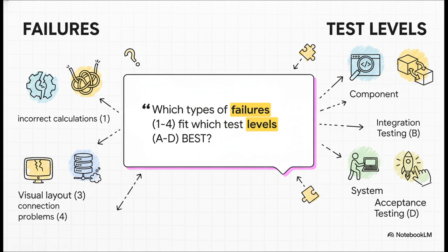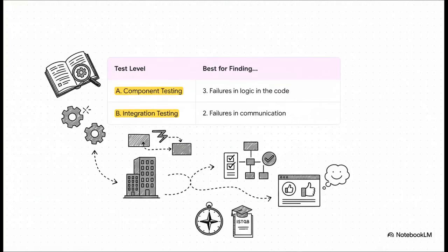They'll give you a list of problems and a list of solutions, and your job is to make the perfect pairs. It's specifically designed to see if you understand the big picture. Where, in the whole process, are you most likely to catch each of these different failures? This table lays it out perfectly.